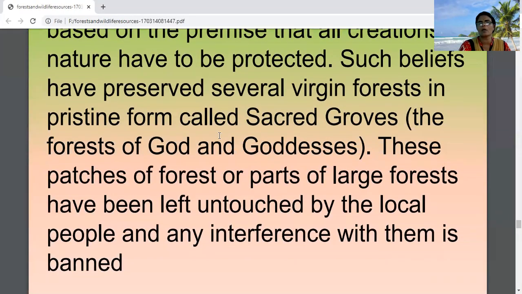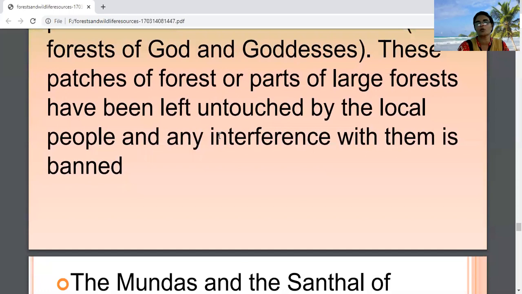These patches of forest or parts of large forest have been left untouched by the local people, and any interference with them is banned. This is what is called virgin vegetation. Virgin vegetation or natural vegetation, that you already learned in last class, that is in 9th standard. Virgin vegetation or natural vegetation means a plant community which is not disturbed or replaced by human beings. That plant community which grows naturally without the interference of human beings. So that virgin vegetation can be seen now only in the interior parts of the country where human accessibility is very difficult.